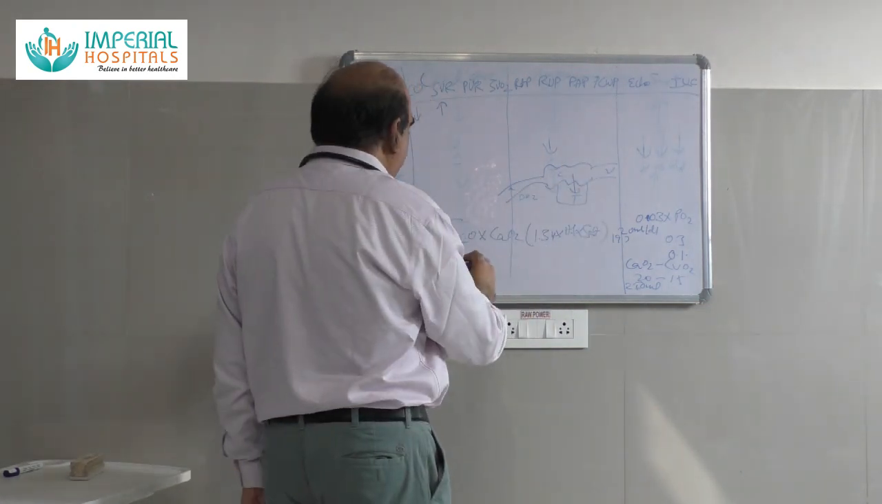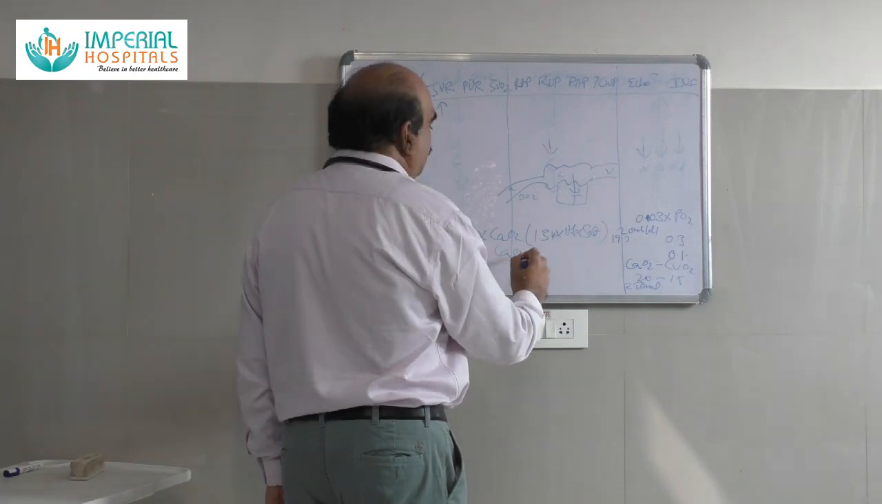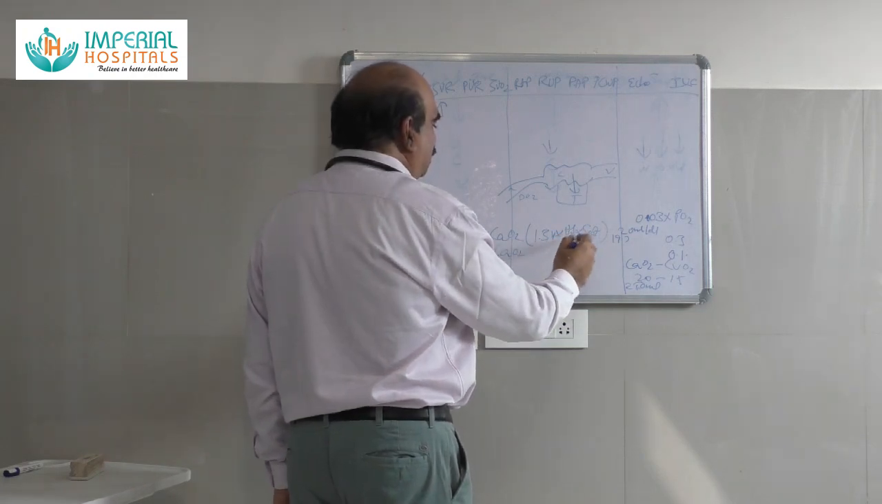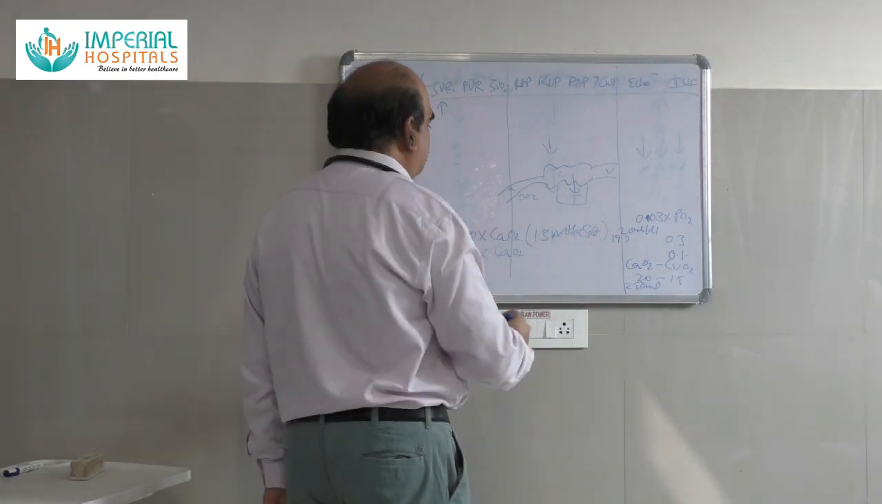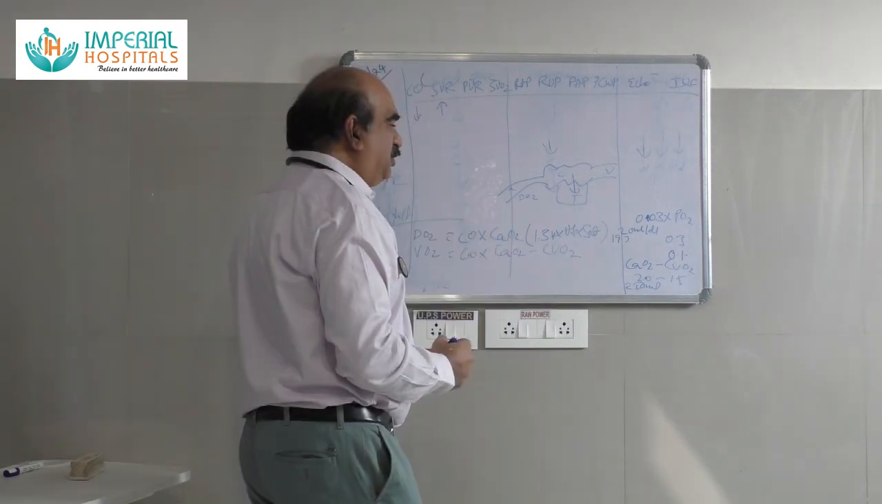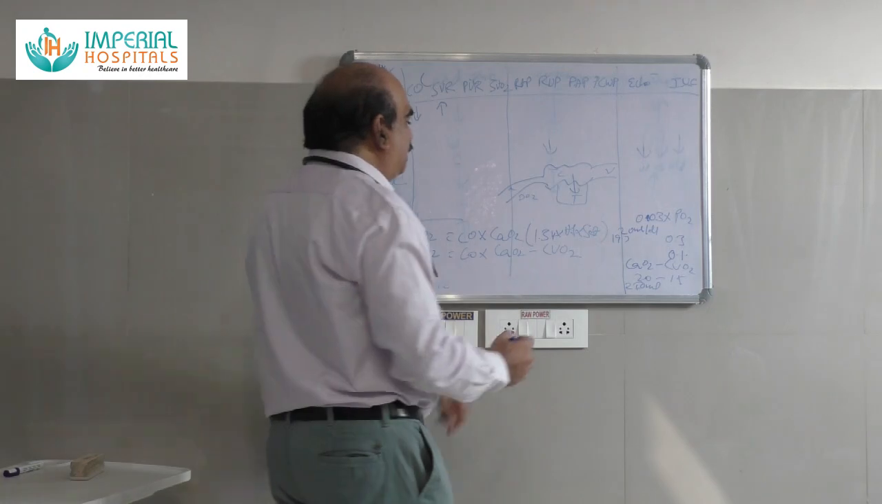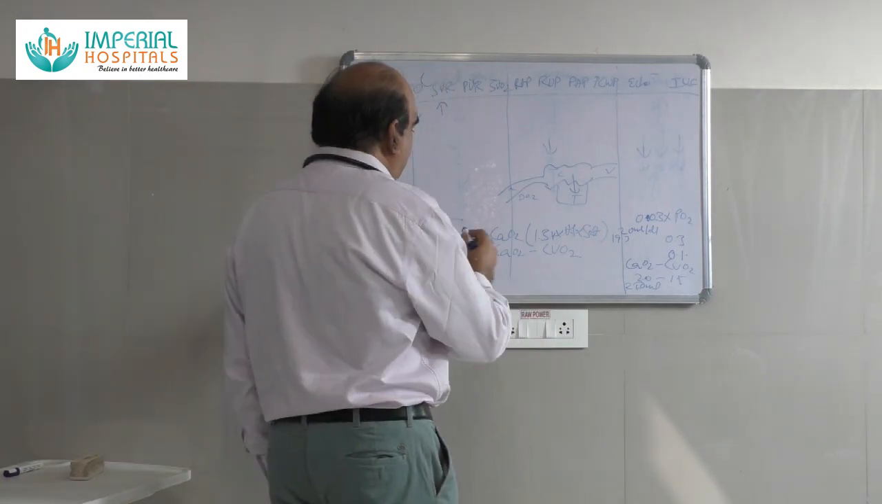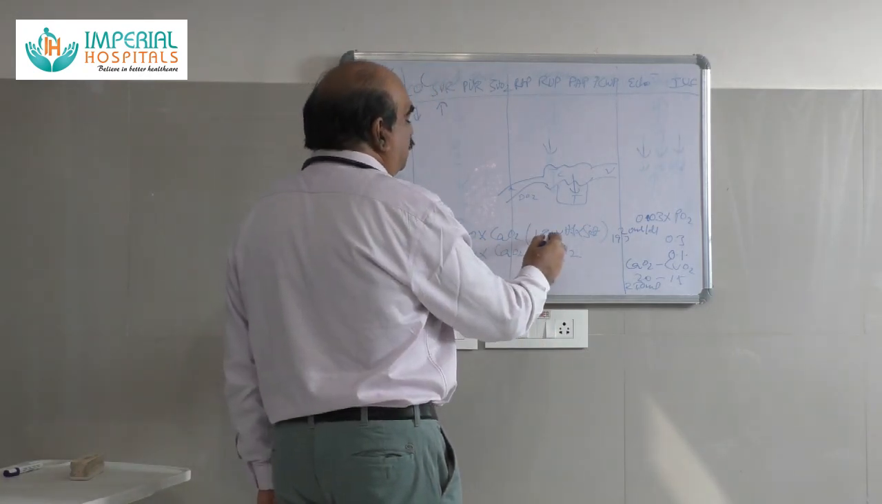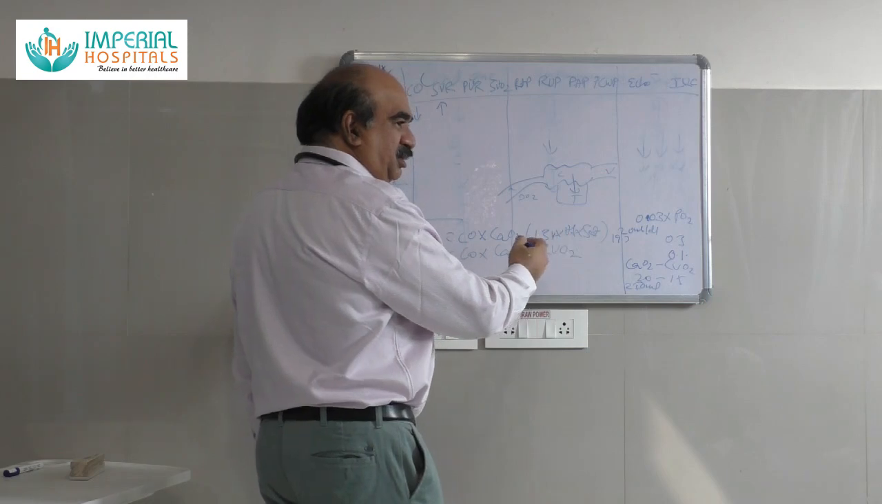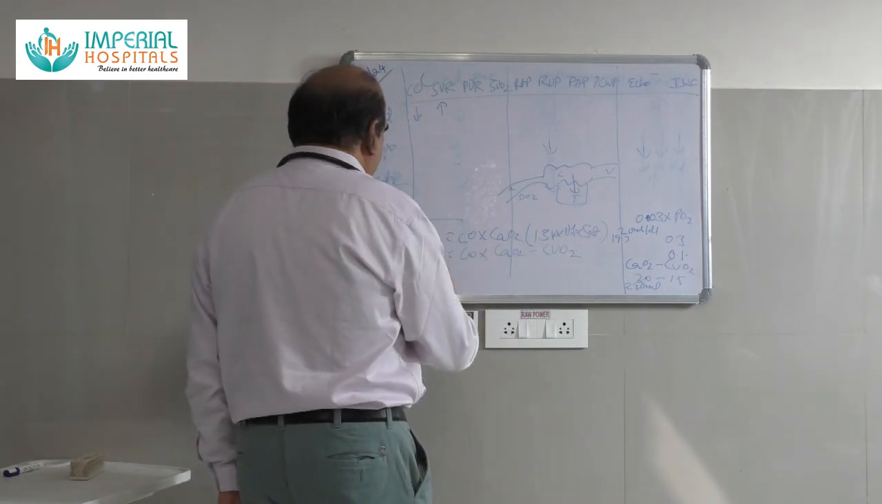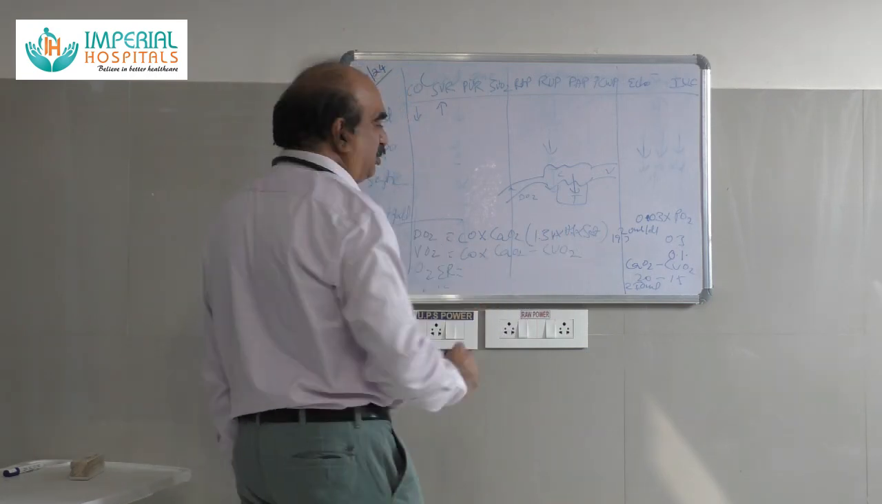So CaO2 minus CvO2. What is CaO2? 1.34 times hemoglobin times saturation. What is CvO2? 1.34 times hemoglobin times SvO2. Here it is SaO2, here it is SvO2. So cardiac output and 1.34 times hemoglobin are common in both equations. So we should know the oxygen extraction ratio, O2 ER.